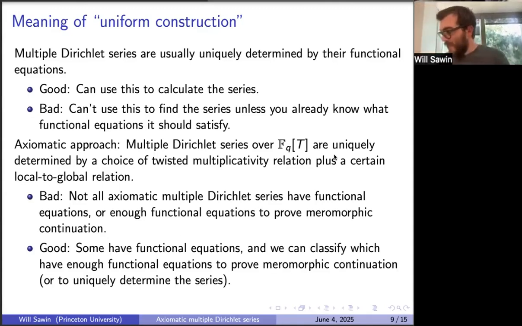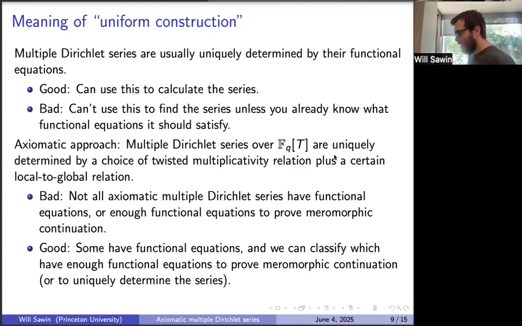So you just completely ignore the functional equations, and because you ignore the functional equations, you've created some trouble. You don't know if the series you construct have functional equations. Some of them probably do not have functional equations in every variable. Some of them definitely do not have enough functional equations to prove meromorphic continuation to the whole C to the R. So by the definition I gave earlier, maybe they're not even multiple Dirichlet series. They're just some kind of weird series, although we like to call them multiple Dirichlet series.